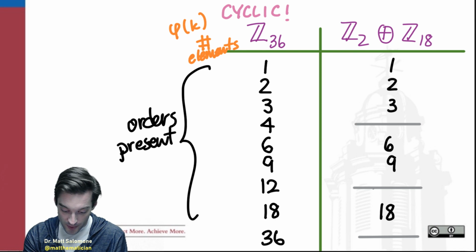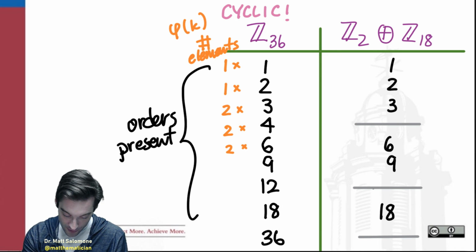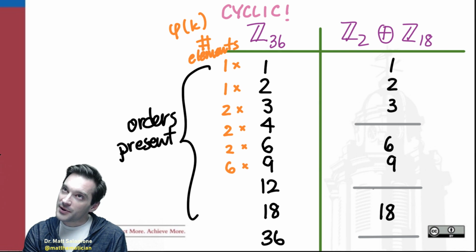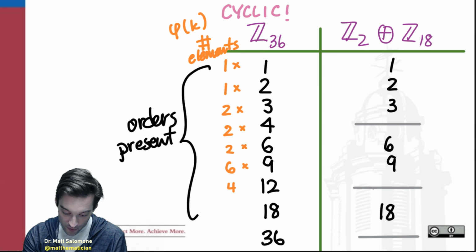So phi of 1 is going to be 1. Phi of 2 is also 1. So there's one element of order 2. There will be phi of 3, which is 2 elements of order 3. Phi of 4 is 2 elements of order 4. Phi of 6 is going to be 2 elements of order 6. Phi of 9 is 6 elements of order 9. Phi of 12, 12 is 3 times 4, so it's going to be 2 times 2 is 4 elements of order 12. Order 18, 18 is going to be 2 times 9, and so this is going to be 6 elements of order 18. And then as we said before, phi of 36 is 12.